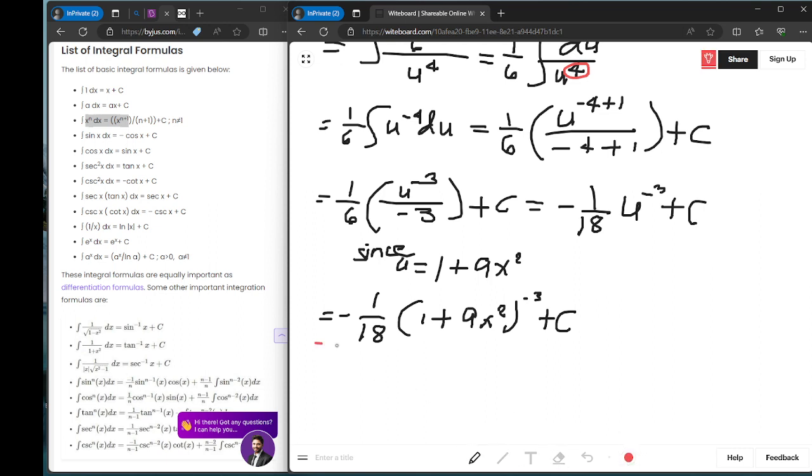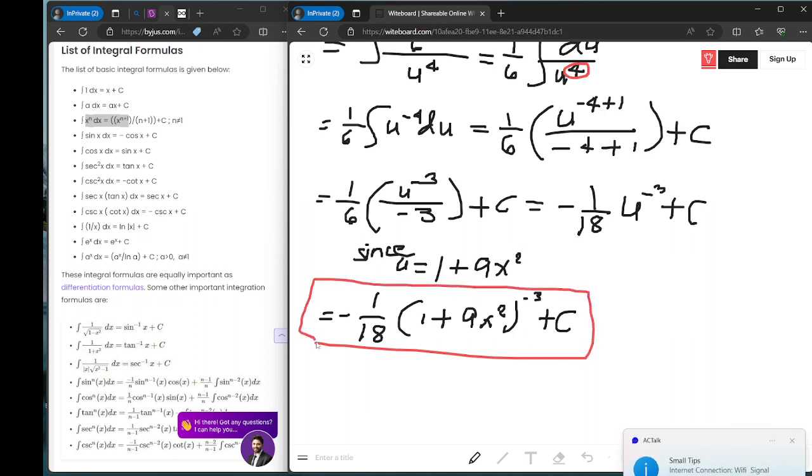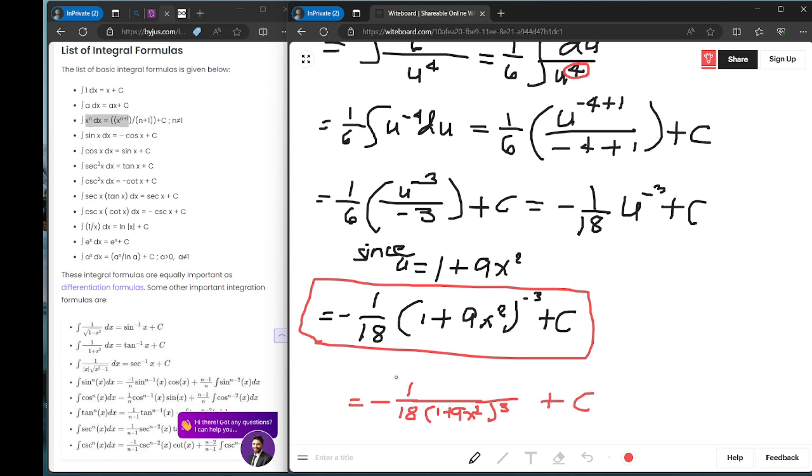But if we want to rewrite this in a form wherein the power is positive, this will become negative 1 over 18 times, it's 1 over 1 plus 9x squared raised to power 3, then plus c.